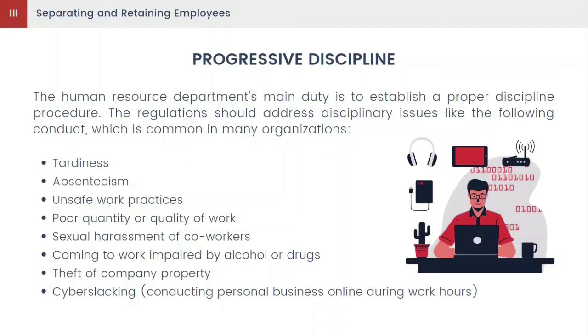Next is the progressive discipline. The Human Resource Department's main duty is to establish a proper discipline procedure. The hot stove rule is a well-known guideline for effective response. For the purpose of identifying inappropriate behaviors, establishing rules, and enforcing penalties for breaking the rules, the HR professional should consult with managers and supervisors. The regulations should address disciplinary issues like the following conduct, which is common in many organizations, like tardiness, absenteeism, poor quantity or quality of work, and etc.